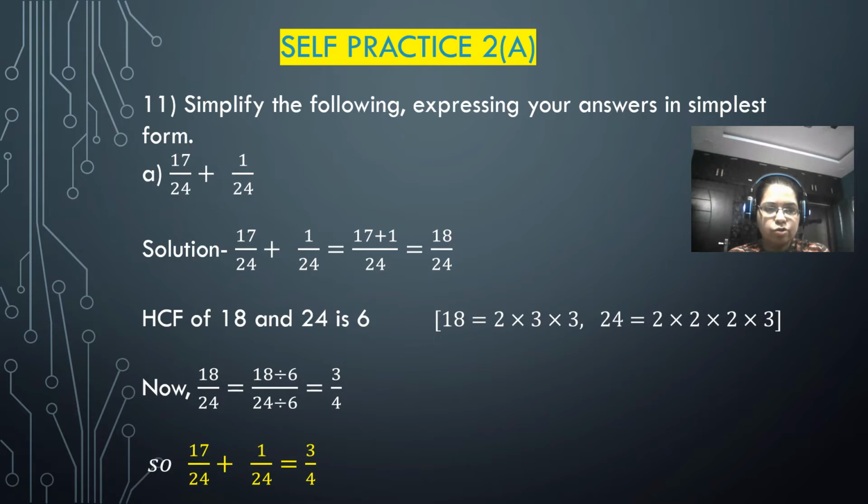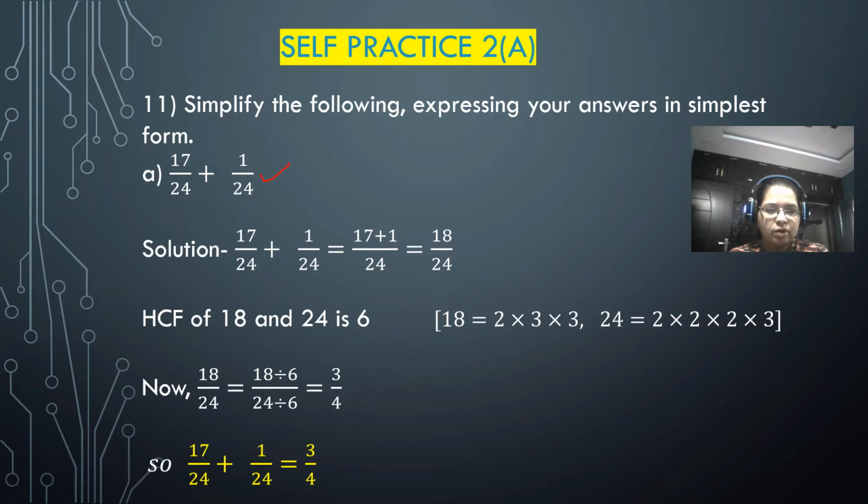Now we will solve question number 11. Question number 11 is simplify the following expression and express your answer in simplest form. First bit is 17 divided by 24 plus 1 divided by 24. 17 divided by 24 and 1 divided by 24 are like fractions as both denominators are equal, that is 24. So when we add two like fractions, just add the numerators and write down the denominator as usual.